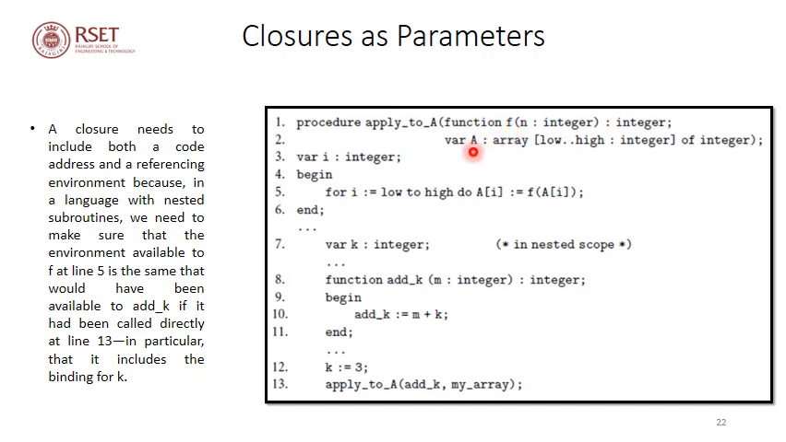Then we have a variable a, which is an array. The lower and upper bounds of the array are both integers, and this array stores integer elements. And then we have the body of the function. You can see within begin and end we have the body of the function. The function called apply to a appears in line 13. You can see apply to a add k my array, which means that my array is an integer array and add k has to be a closure.